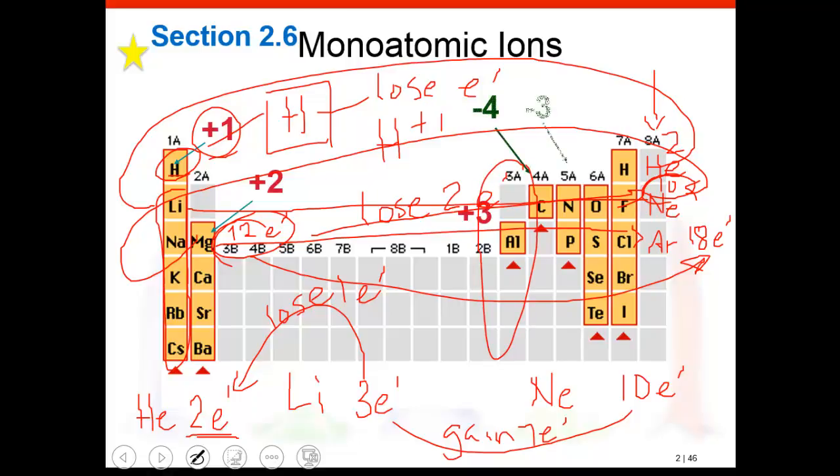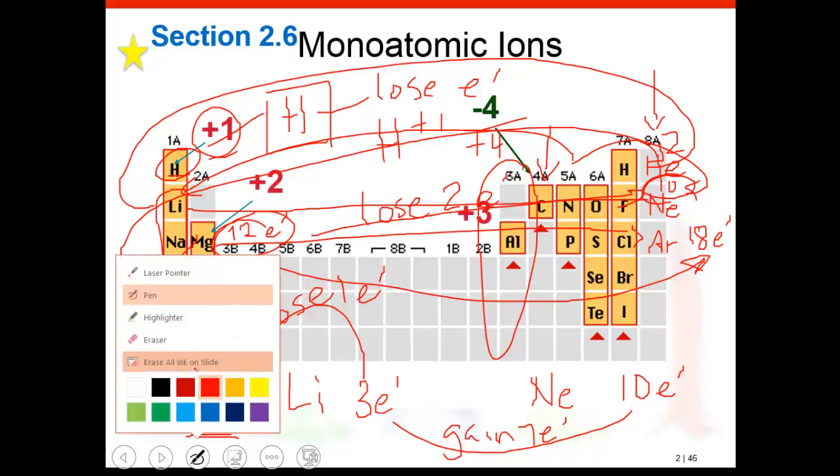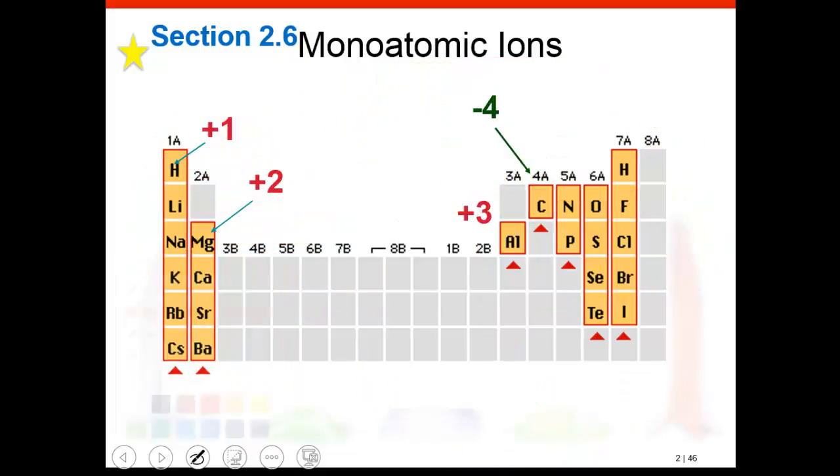Now, group 4 is going to be either a -4 or a +4 because this is the middle of the road. It can either gain 4 electrons or lose 4 electrons. So it's the middle of the road. Now I'm going to get rid of all the ink on here because I need to be able to see this. So this could be a +4 or a -4.